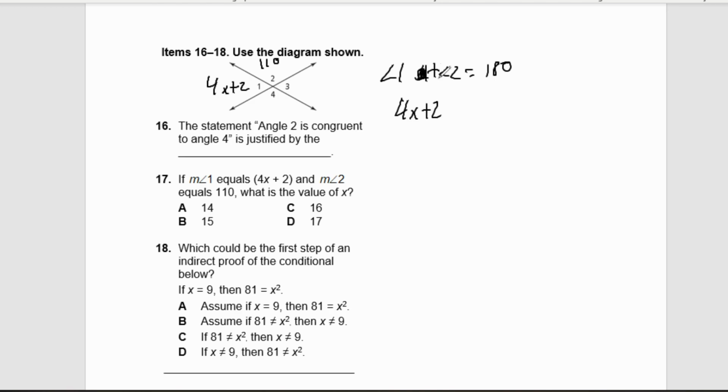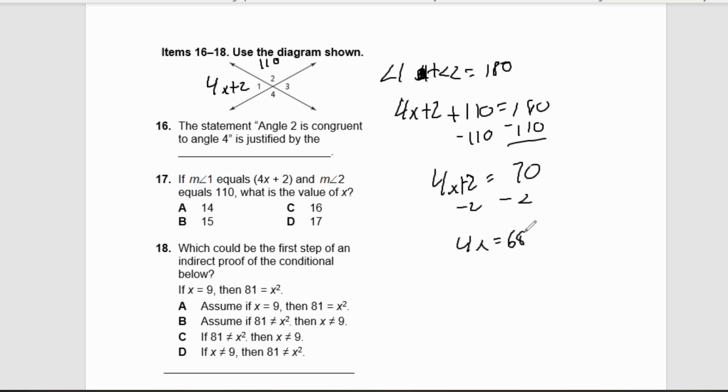This is angle 1, and angle 2 is 110, and together they must add up to 180. Do the algebra. 4x plus 2 is equal to 70. Continue the algebra. Now I can divide by 4, and I know 4 times 15 would give me 60, and I need 2 more. So x is 17.